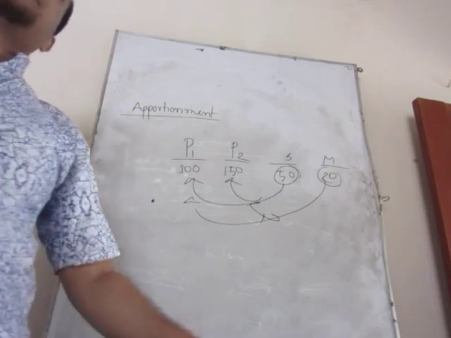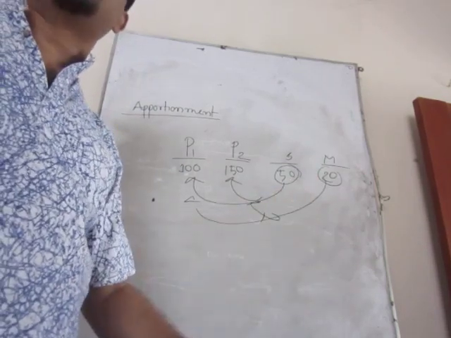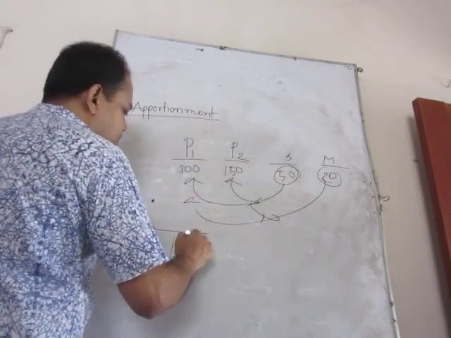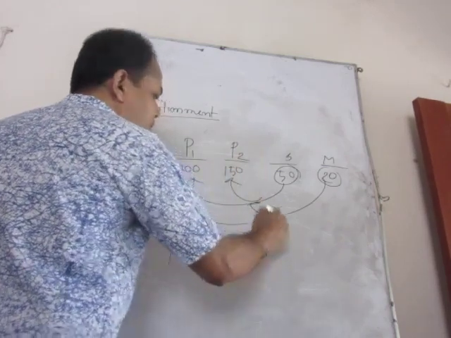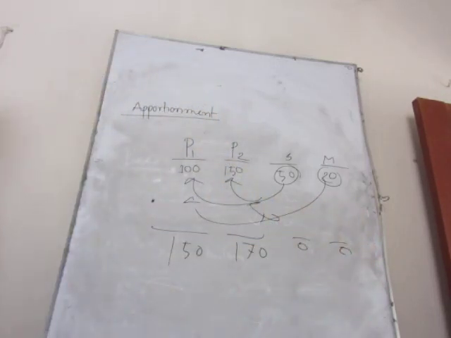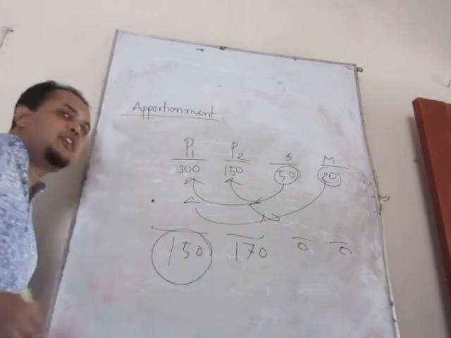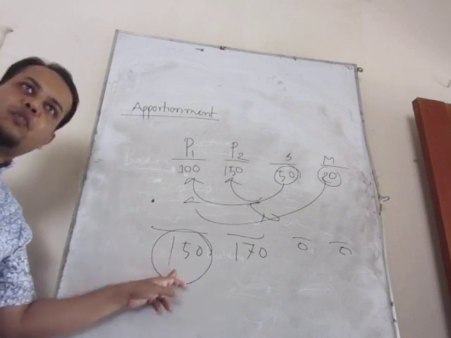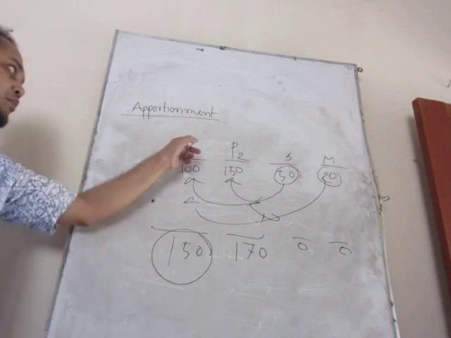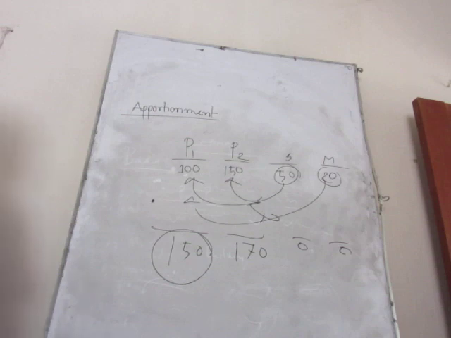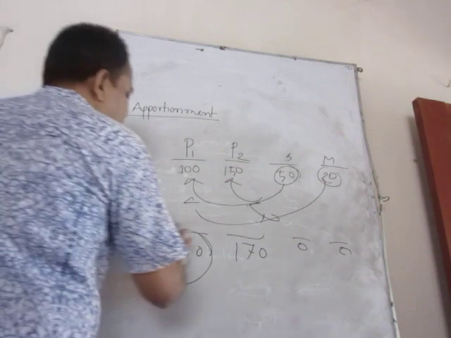At the end of the apportionment, and reapportionment we will discuss later on, what will you have? As for example, suppose the total overhead here is 150 and here is suppose 170. And these two departments 0, 0. Right? So at the end of the apportionment and reapportionment, you will have total indirect cost or overheads associated in production departments. Clear?